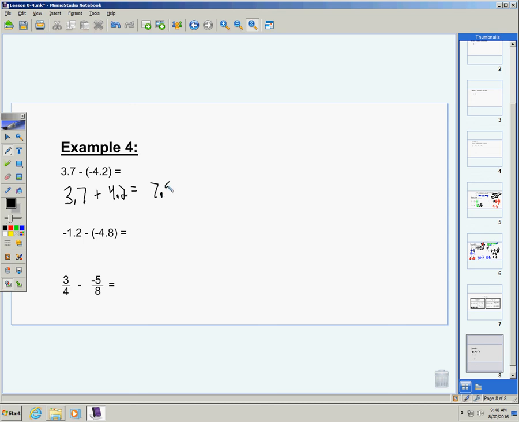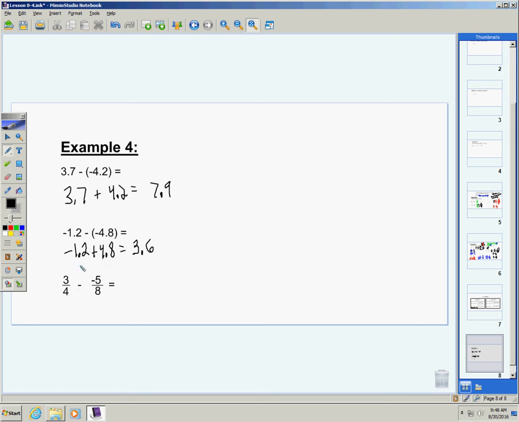Down here I've got negative 1.2 minus negative 4.8. Subtracting a negative, that's going to change this. Notice the negative 1.2 is still negative because there weren't two negative signs in a row. But now here I'm subtracting negative 4.8, which means I'm just going to add 4.8. And now I've got negative 1.2 plus 4.8. That gives me 3.6.